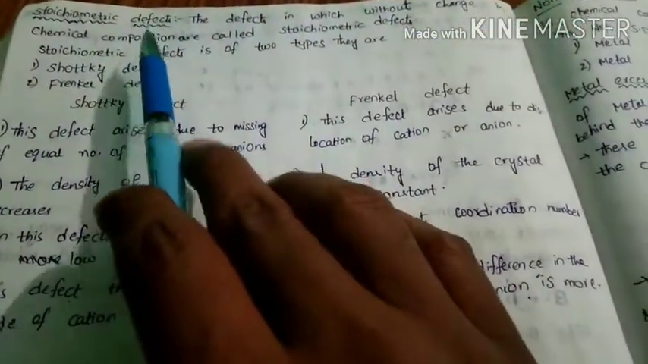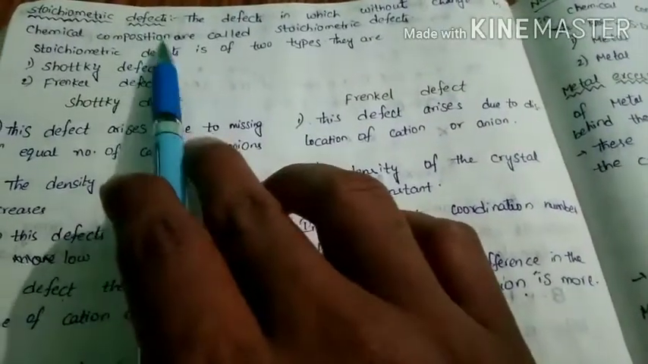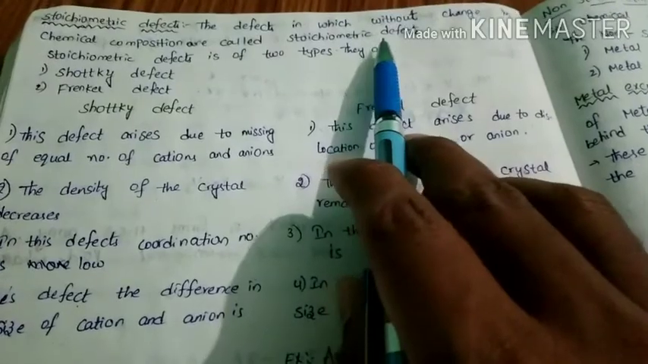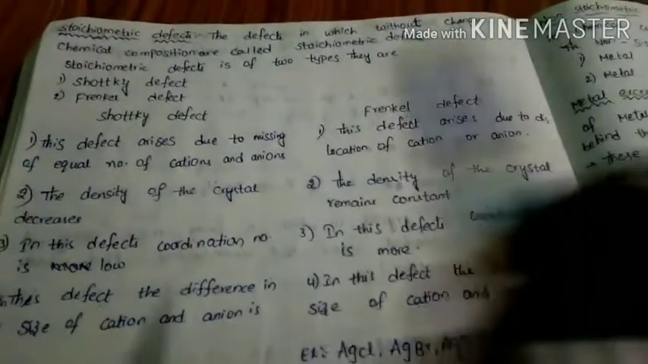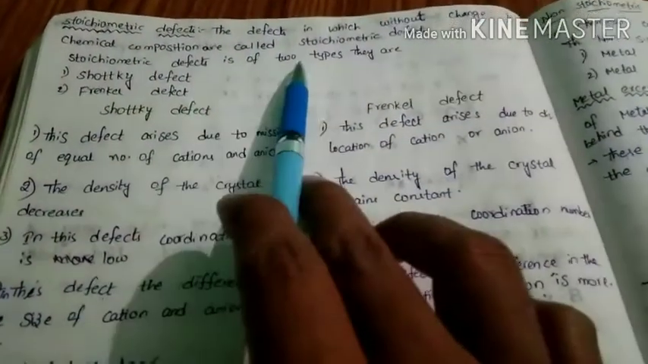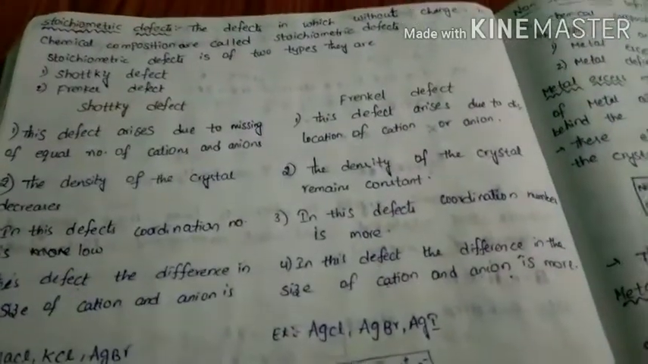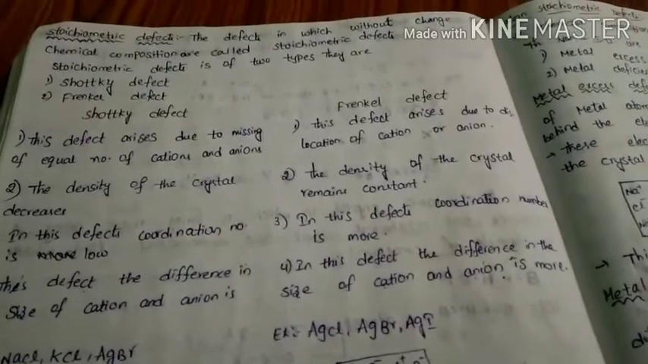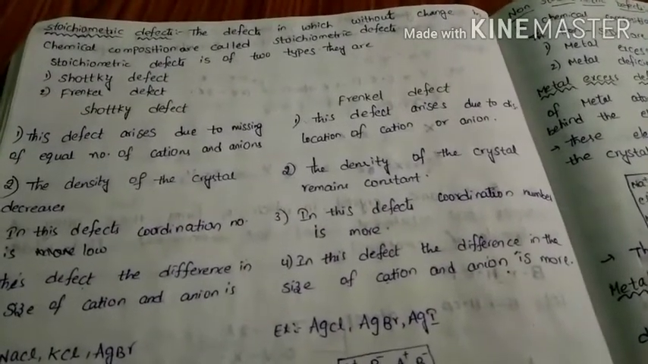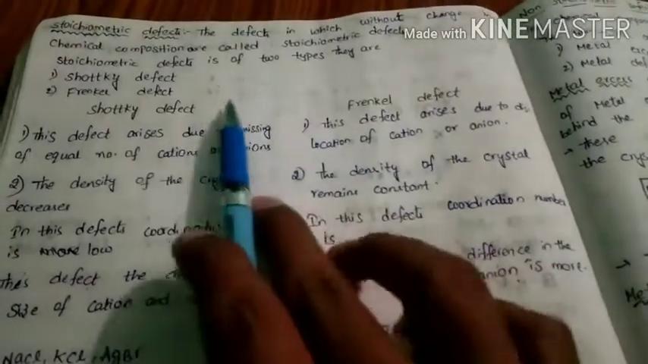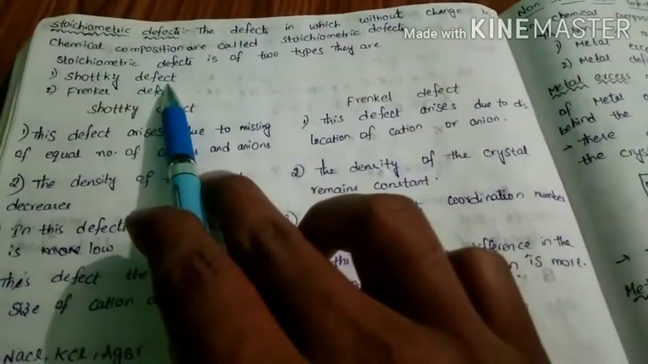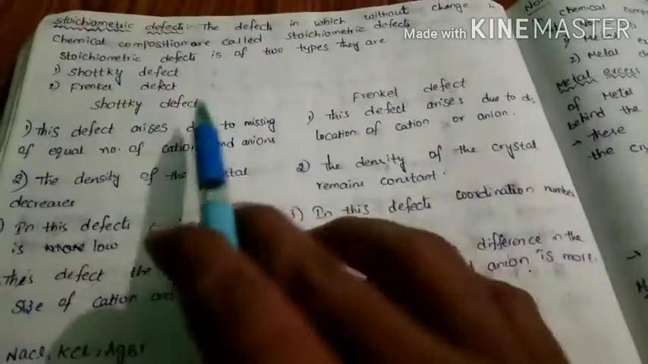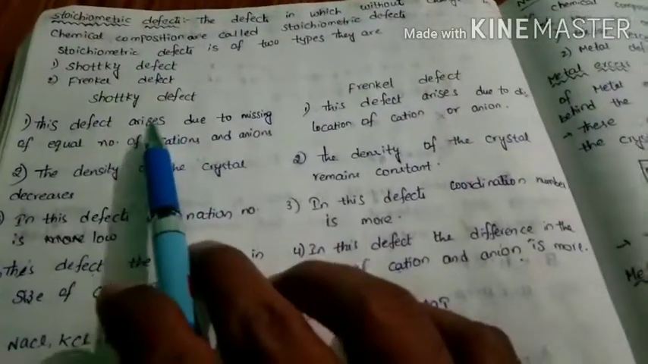First defect is stoichiometric defect. The defects in which there is no change in chemical composition are called stoichiometric defects. Again, these are classified into two types. They are Schottky defect and Frenkel defect. What is the definition of Schottky defect?